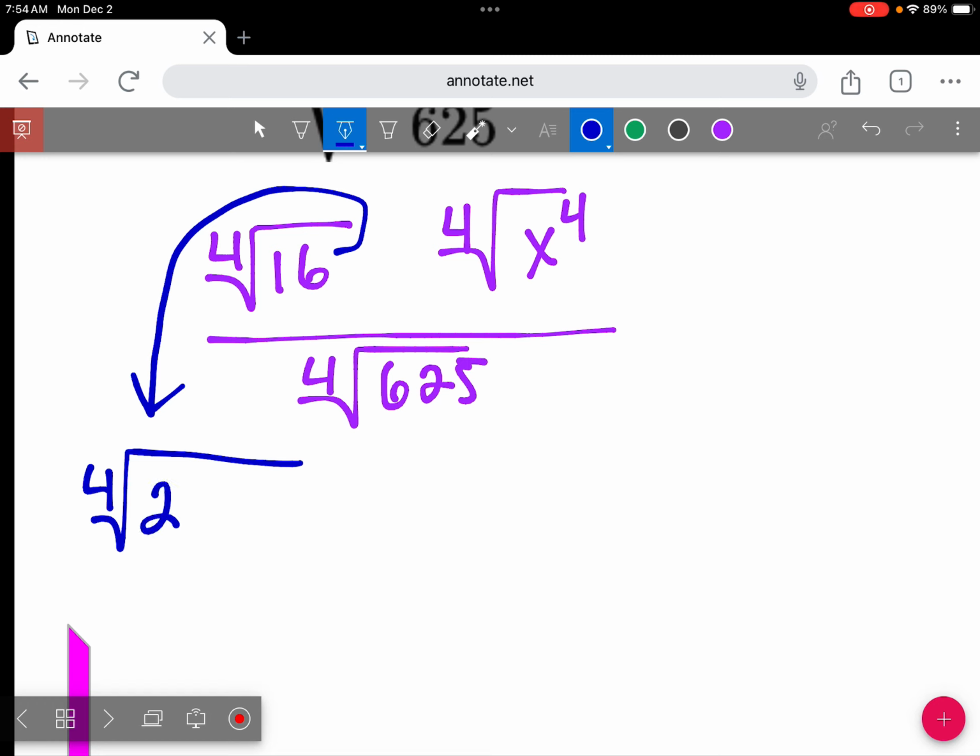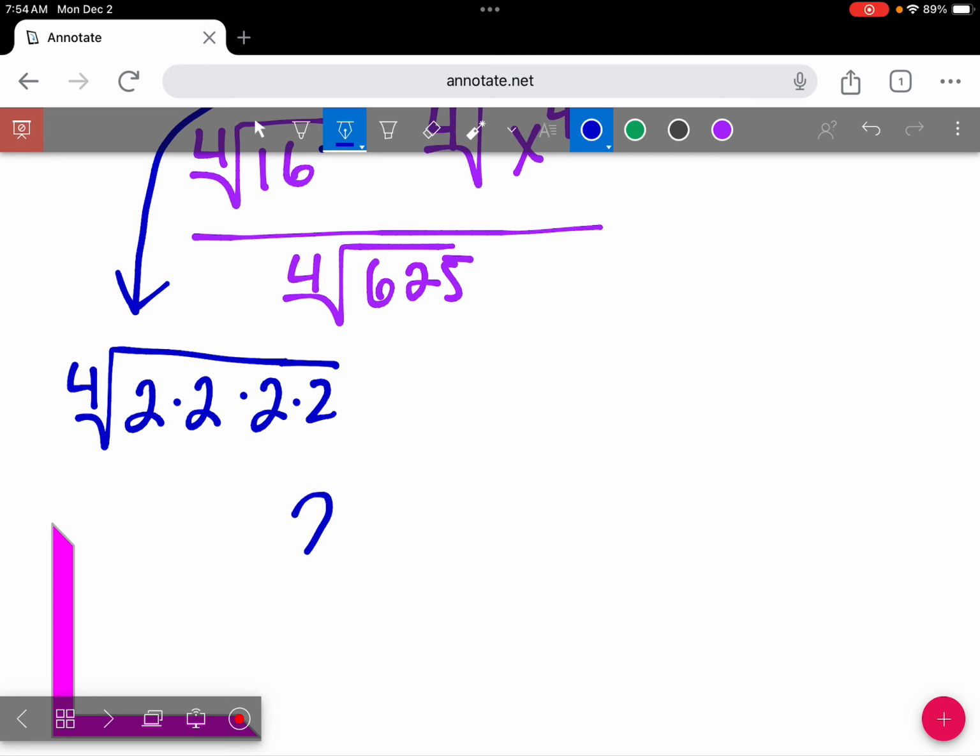16 is 2 times 8. 8 is 2 times 4. 4 is 2 times 2. So 16 is the same thing as 2 times 2 times 2 times 2. And we're looking to make sets of 4. How many sets of 4 do I have in those 2s? 1. I have a whole set. Do I have any extras? Nope. So the 4th root of 16 is just 2.